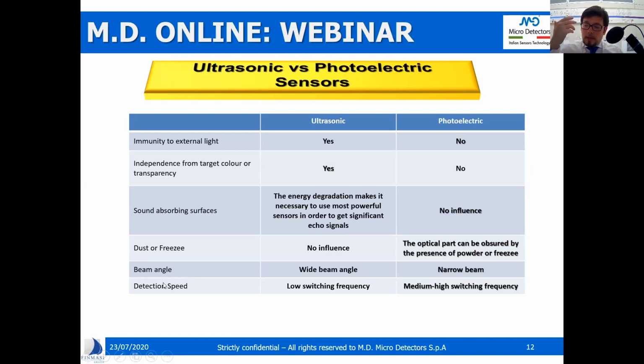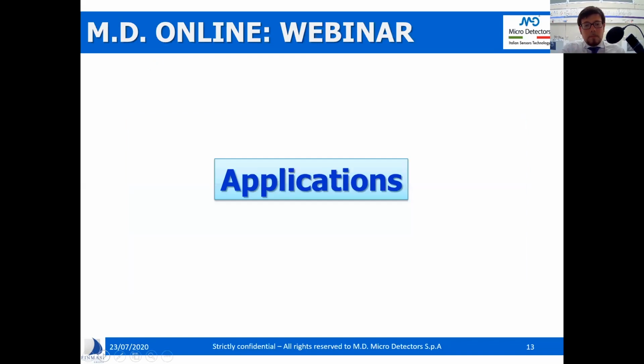Finally, the detection speed. You know that the ultrasonic technology is quite slow in terms of switching frequency. The switching frequency of an ultrasonic sensor is in the order of some tens of hertz, while on the other side, photoelectric sensors are faster in detecting objects, with a medium-high switching frequency in the order of some hundreds or some thousands of hertz. Let's move now to the applications.